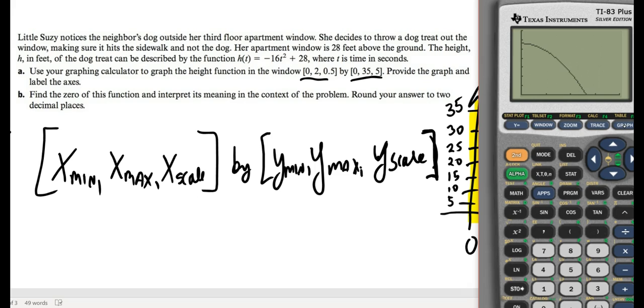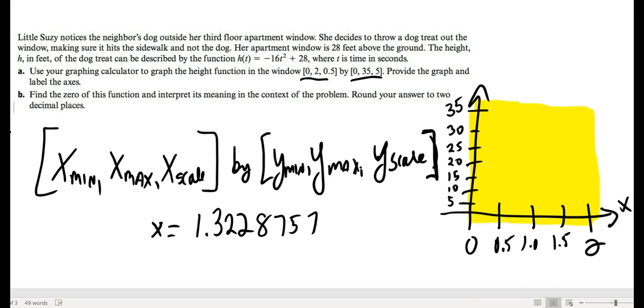Part B asks me to find the zero of this function and interpret its meaning in the context of the problem. Now, remember, an easy way to find a zero is just to put in a second equation of y = 0. We know that y = 0 is the x-axis. So we're going to use the intersect function to see where the function intersects the x-axis. I hit second, trace, 5. And then I hit enter 3 times, 1, 2, 3. And it says that the zero will be at 1.3228757.